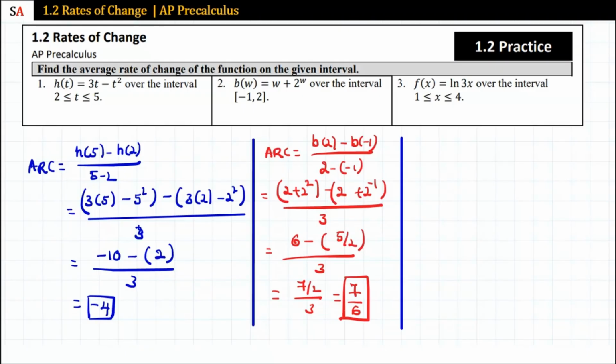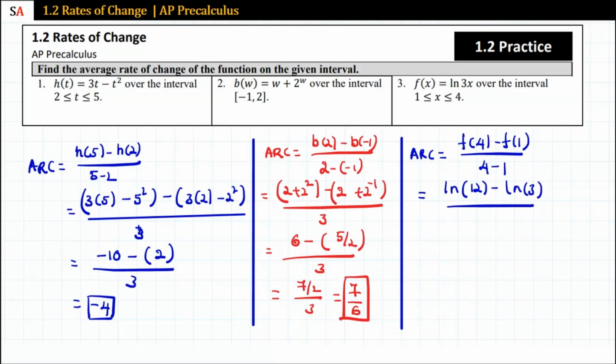Now let's move to the next problem. We have f of x equal to ln of 3x over the interval 1 to 4. So the ARC, the average rate of change, is f of 4 minus f of 1 over 4 minus 1, which is f of 4 is ln of 3 times 4, which is 12, minus f of 1, which is ln of 3 times 1, which is 3, over 4 minus 1, which is 3.